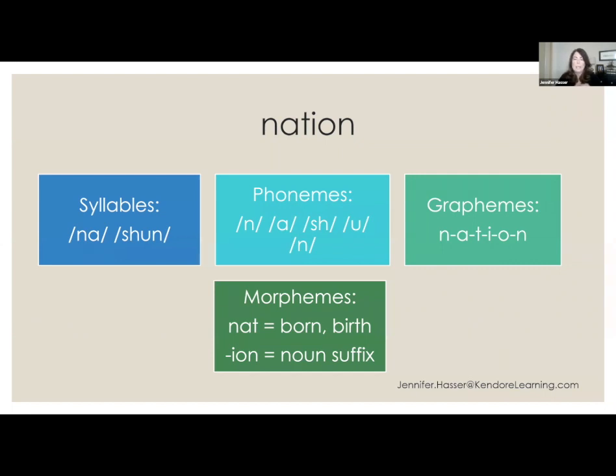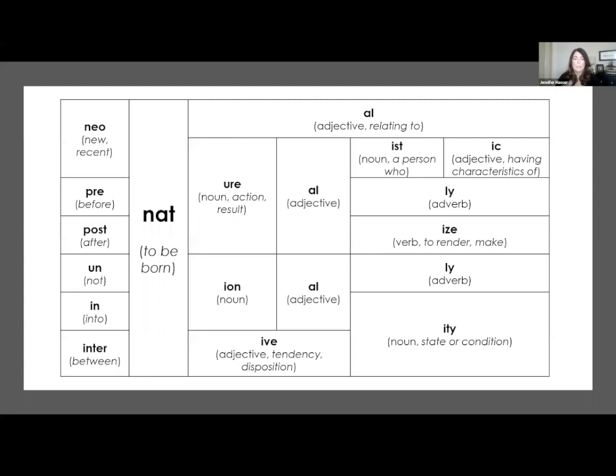Morphemes, so N-A-T means to be born, right, or birth, and then I-O-N is going to be that noun suffix at the end. So even though nation is the way we would pronounce it, and that's more of our phonology, the morphology is going to break at the T and then the I-O-N, because T-I-O-N is not a suffix, okay? A lot of us have been taught that it's a suffix, but if it's a suffix in nation, then that means N-A is the root, and it's not. So we have to start teaching kids what really exists.